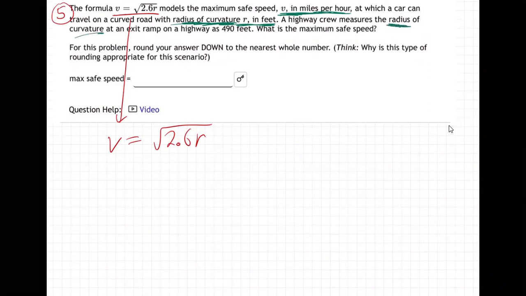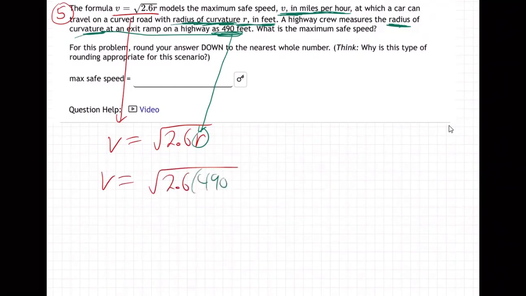The radius of curvature is 490. Oh, so they're telling me the R. The R is 490. So this becomes V equals the square root of 2.6 times 490. If you do that on your calculator, 2.6 times 490, I'm getting the square root of 1274. And then if you hit the square root button, I'm getting 35.69.